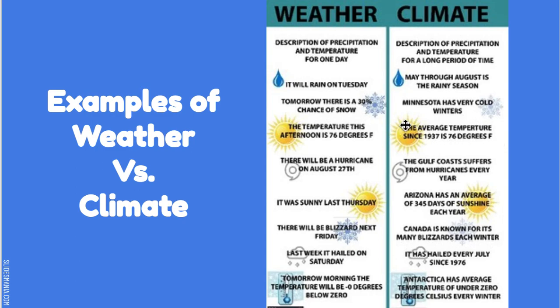So even though both of these talk about rain, they both talk about snow, but again, weather is short term. And versus climate that we see is describing the temperature or precipitation in a long-term average.